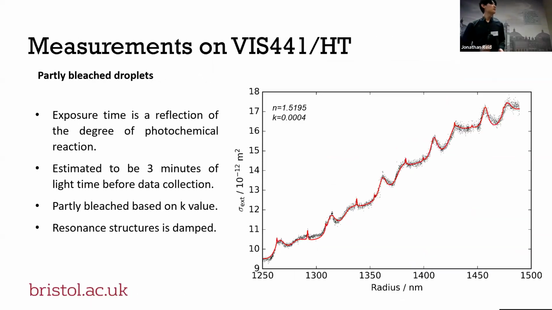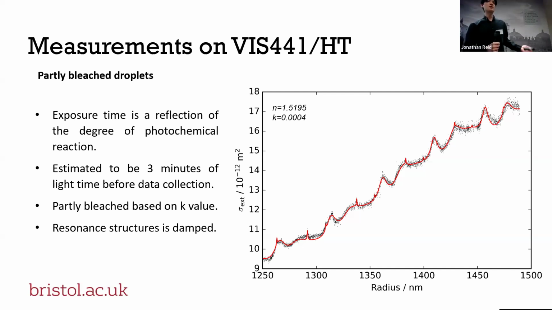The onset of photo bleaching is very sensitive to the effective light intensity. So if we control the light intensity and the initial droplet size very close to each other between the measurements, the exposure time would reflect the extent to which the photo bleaching has happened.